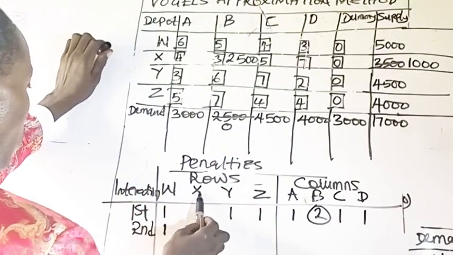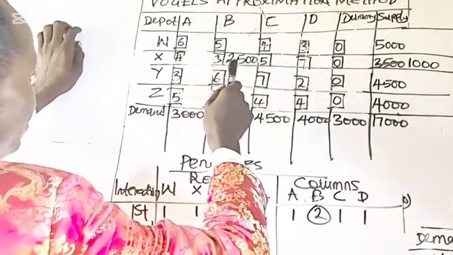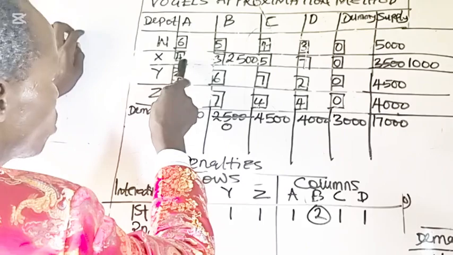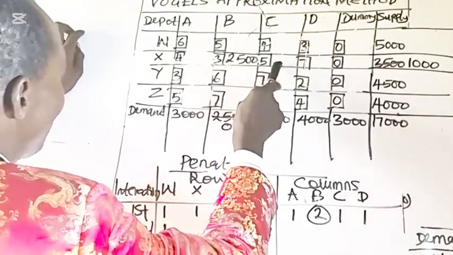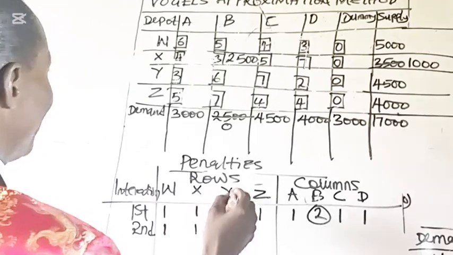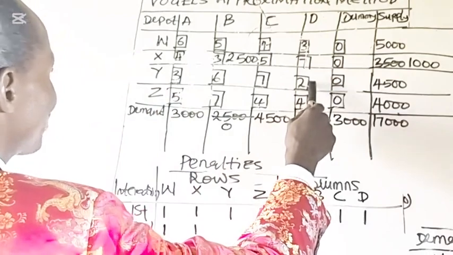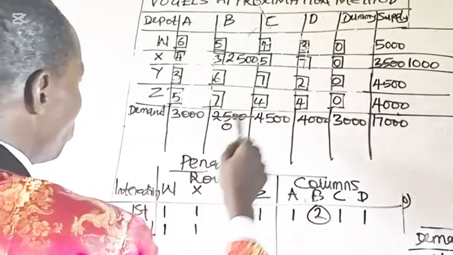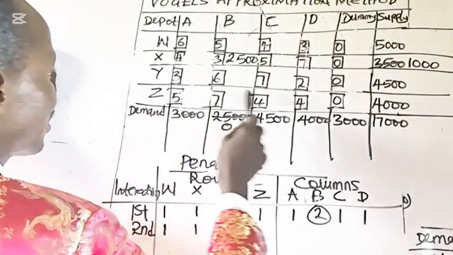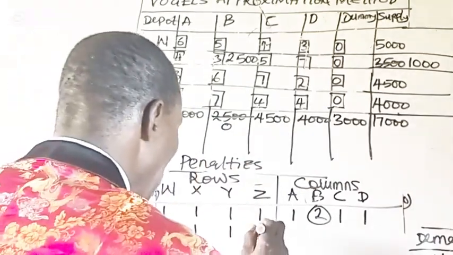Then row X. The least cost in row X, you have allocated here. The least cost is 4. The next least cost in that row is 5. 5 minus 4, that is 1. Then row Y. The least cost is 2. The next least cost is 3. 3 minus 2, that is 1. Then row Z. The least cost is 4. The next least cost is 5. 5 minus 4, that will be 1.